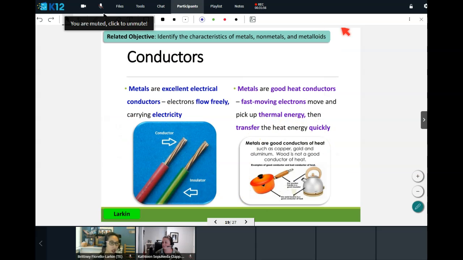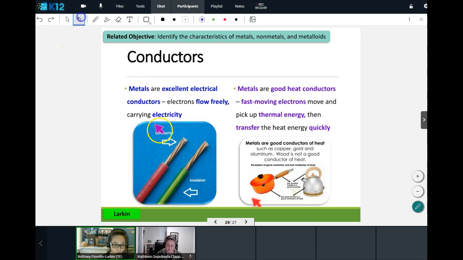All right, so a couple other extra properties that we should know about metals is that they are excellent electrical conductors, which makes sense. All of our electrical wires are made of metal internally. And the reason why is because metals have electrons that can flow freely throughout them. And anytime that you have moving electrons, that is what electricity literally is. So if we have freely moving electrons, we have electricity.